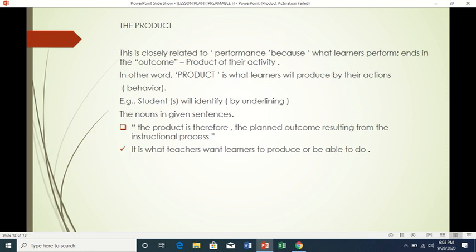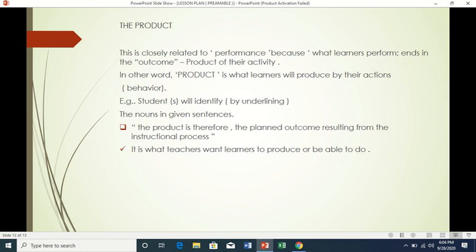And so we say that this is closely related to performance, because what learners perform ends in the outcome or the product of the activity. In other words, the product is what learners will produce by their actions or behavior. For example, students will identify by underlining the nouns in the given sentences. So at the end of the day, the performance is underlining, but the outcome is the nouns that have been underlined. So the underlining becomes the activity, which is the performance, whereas the outcome becomes the nouns that have been underlined.